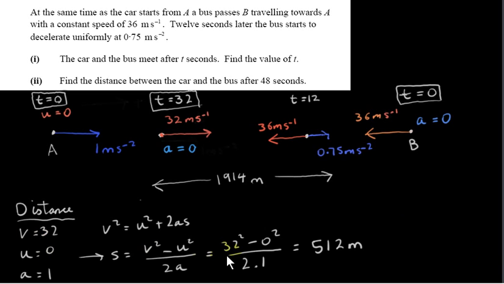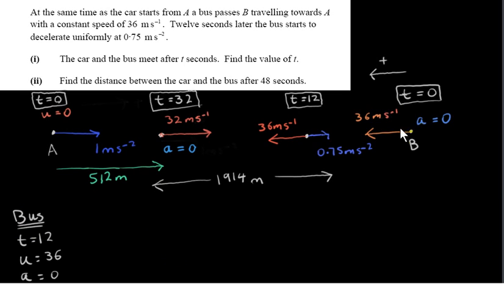We can also get the distance travelled by the car when it reaches this point here. We can use the formula v squared equals u squared plus 2as. So v is 32, u is 0, a is 1. Rearranging this formula and plugging in, we get s equals 512 meters. That's the distance travelled by the car when it gets to here.